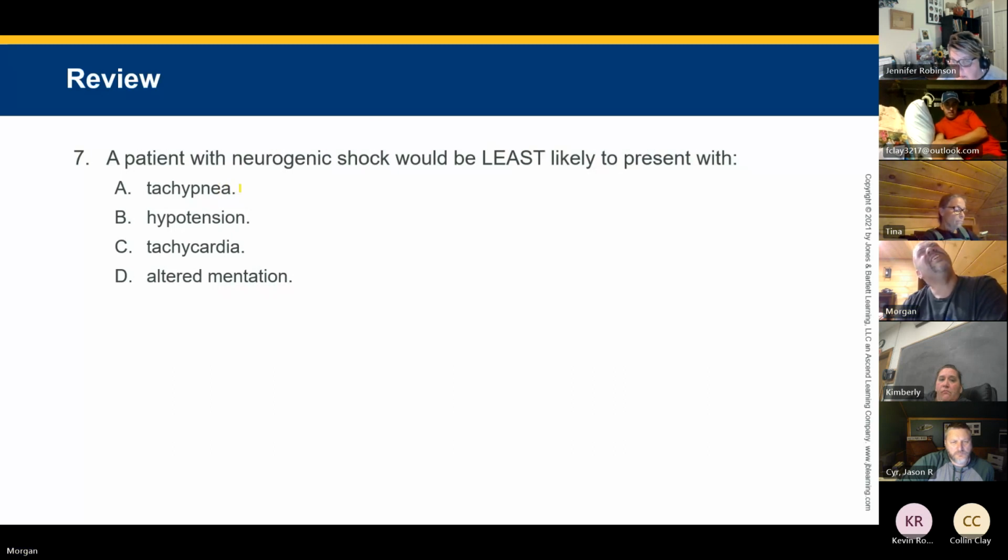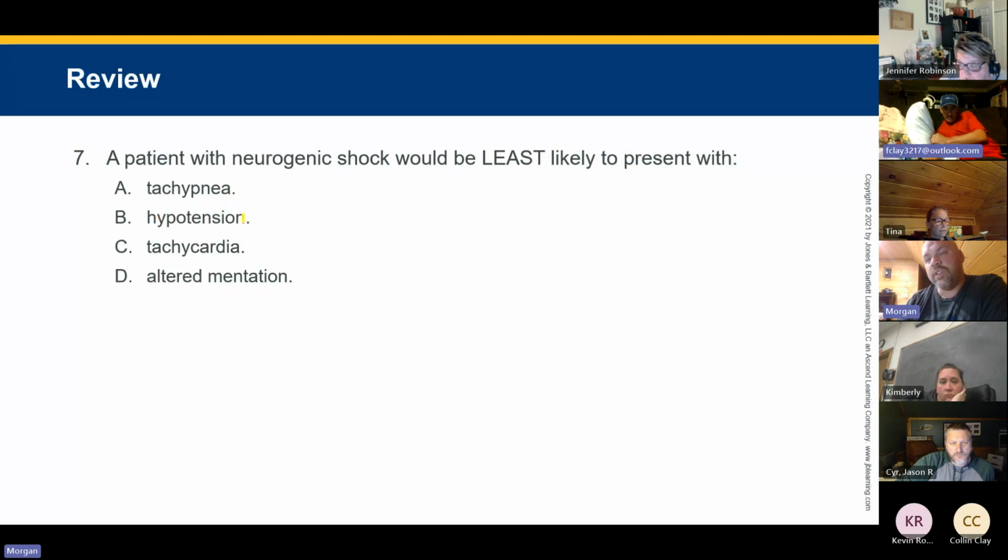Do they? No, I didn't think so, because it depends on where the injury is. If it's C4, C5, they're breathing with their diaphragm. So I'm going to go back and look. A patient with neurogenic shock would be least likely to present with a rapid heart rate.